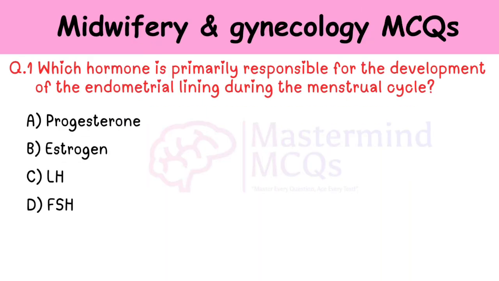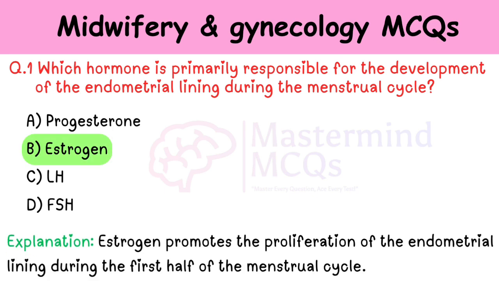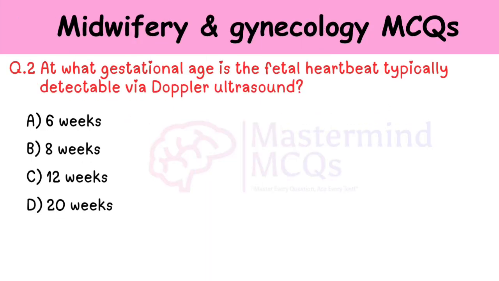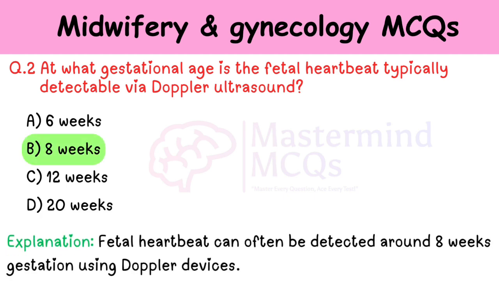Which hormone is primarily responsible for the development of the endometrial lining during the menstrual cycle? B. Estrogen. At what gestational age is the fetal heartbeat typically detectable via Doppler ultrasound? B. 8 weeks.